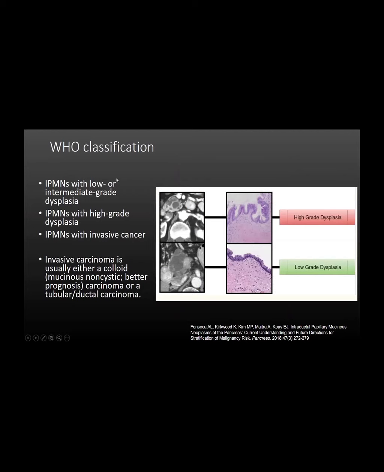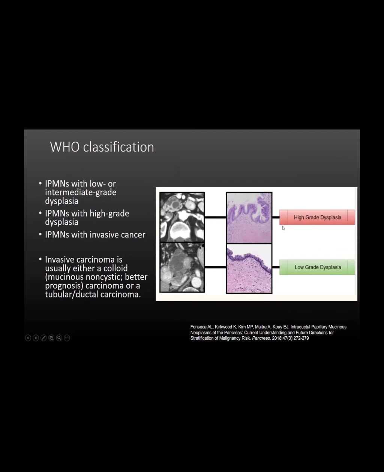And as I said, or we discussed already, the WHO classification is IPMN with low-grade dysplasia, with intermediate-grade dysplasia, high-grade dysplasia, or with invasive cancer. And if it's an invasive cancer, it can be of two types: colloid type, which is mucinous non-cystic and has a better prognosis than if the invasive component is tubular or ductal carcinoma.